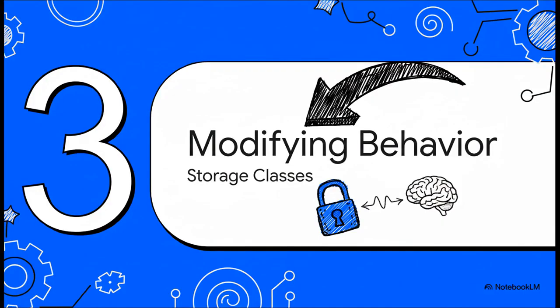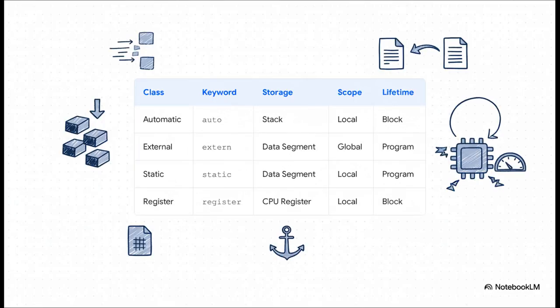Okay, that's cool, but what if the default rules aren't what you need? What if you want a local variable that actually remembers its value between calls? Well, C gives us these special keywords called storage classes. Think of them like special instructions you give the compiler to change a variable's default behavior. So, here are the big four. You've got auto, which is just the normal default local variable we've been talking about. Extern is for reaching out to global variables and other files.